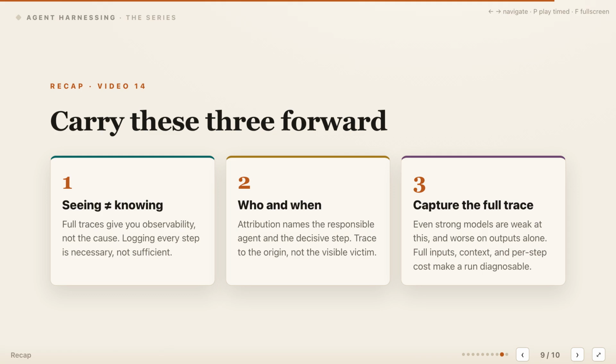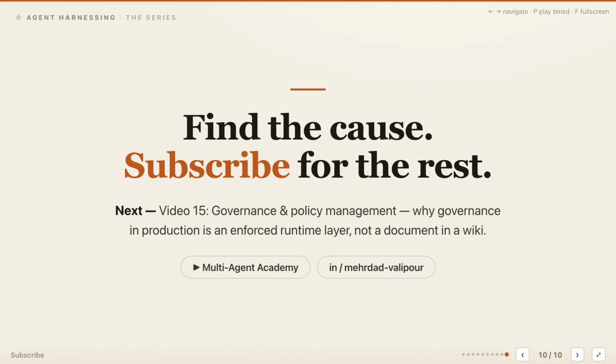Here are 3 takeaways to carry forward. First, complete logging provides observability, but it does not automatically identify the cause of a failed run. Second, attribution must answer both who was responsible and when the decisive failure entered the execution path. Third, capture full inputs, context, traces, and per-step cost, then trace backward from the visible victim to the true origin. Do not just watch the run, design the harness so your team can explain and repair it.